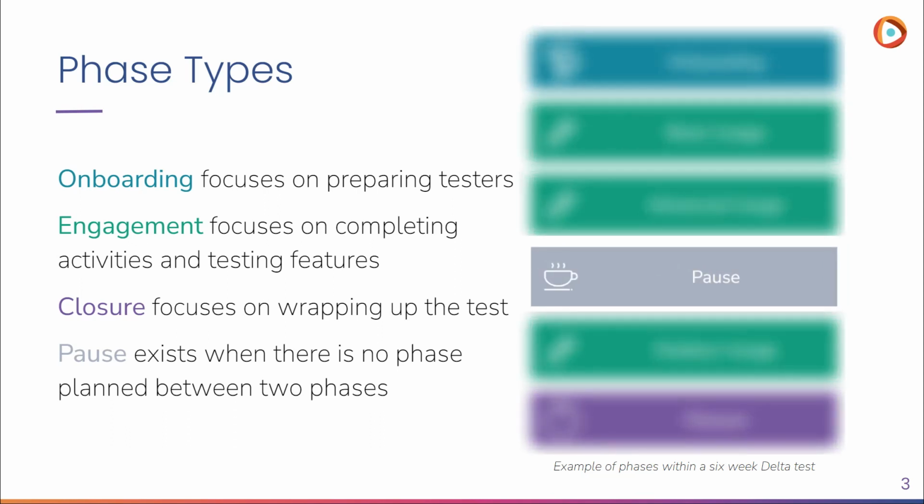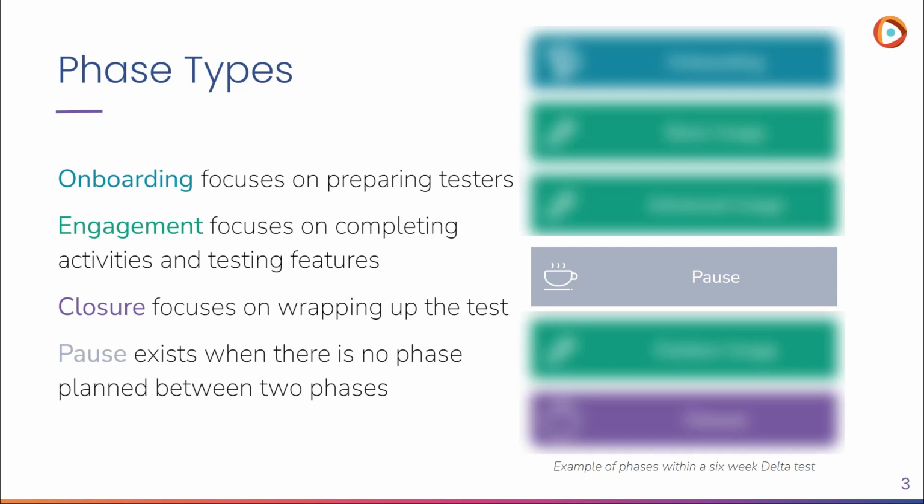Now, you may notice that we have a pause phase here in our list of phases. Now, pause phases aren't necessarily a phase type that you can configure, but instead they exist when there is no phase planned between 2 phases. So let's say advanced usage ends on the 17th and outdoor usage is going to begin on the 29th.